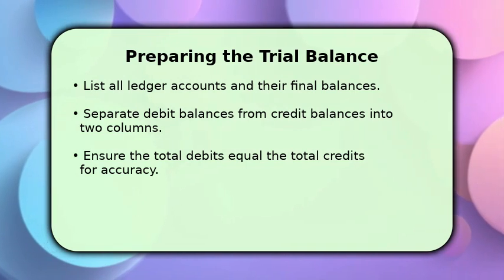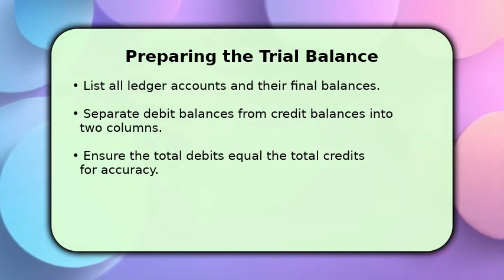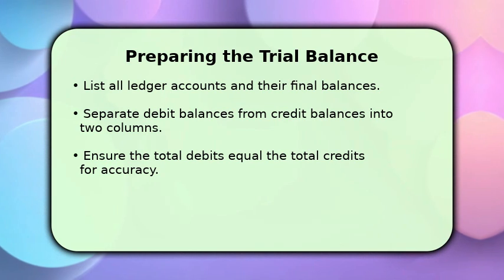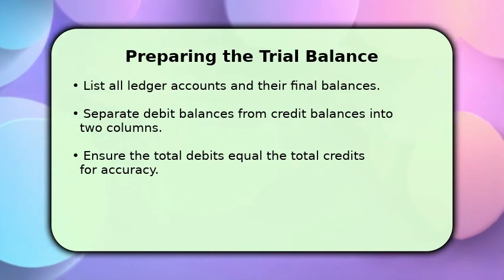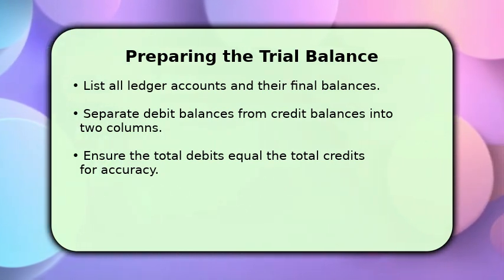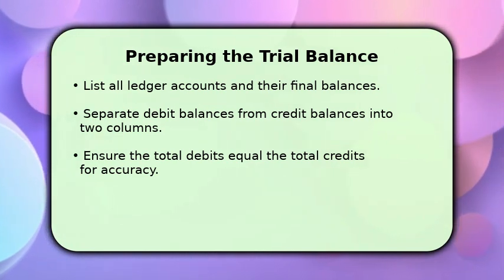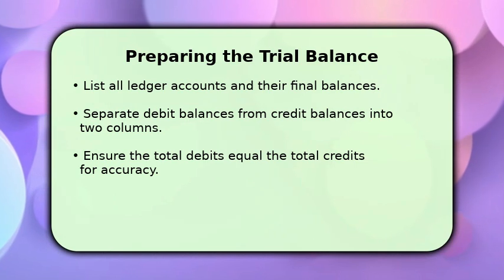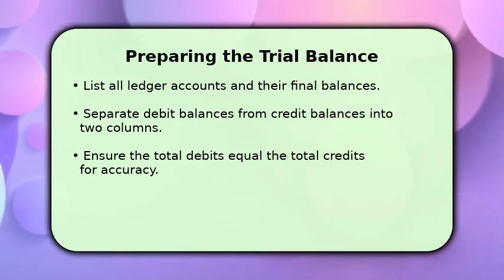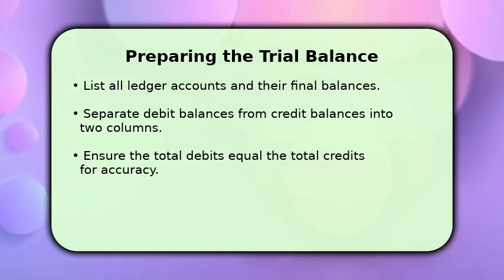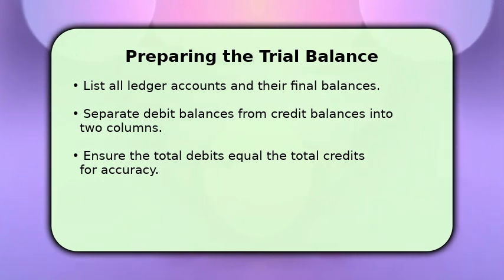This is a list of all your ledger accounts and their final balances at a specific point in time. You'll compile all accounts with debit balances in one column and all accounts with credit balances in another. The most important part is to verify that the total of all debit balances exactly equals the total of all credit balances. This equality confirms the mathematical accuracy of your ledger entries before preparing financial statements.